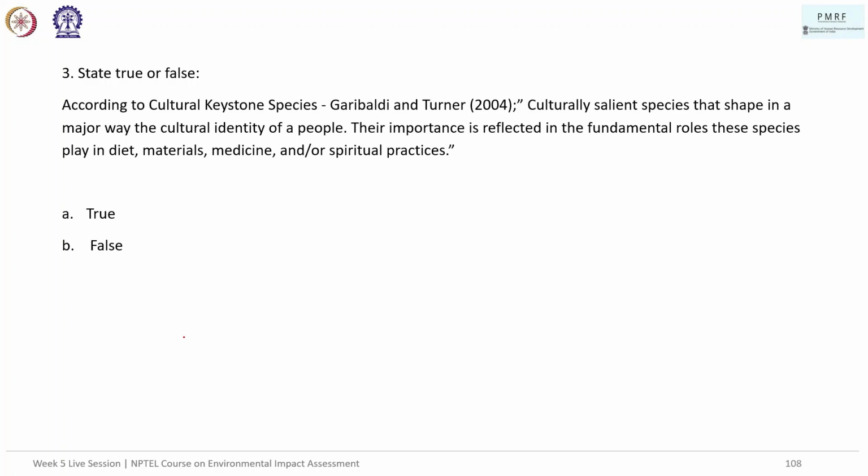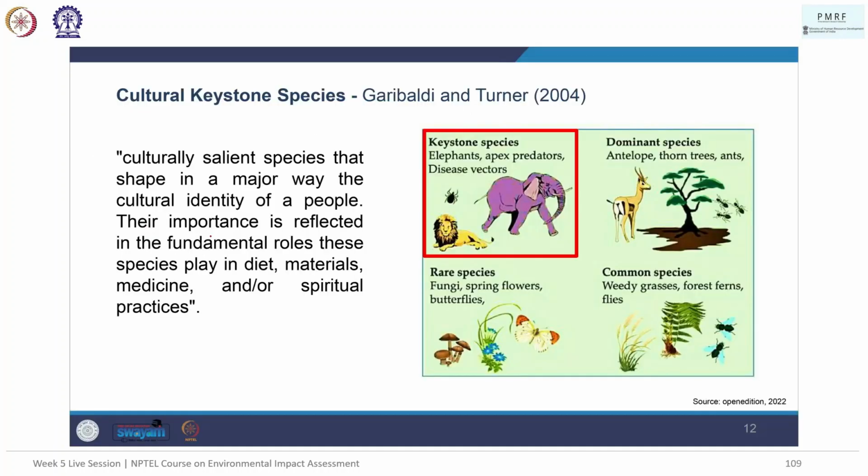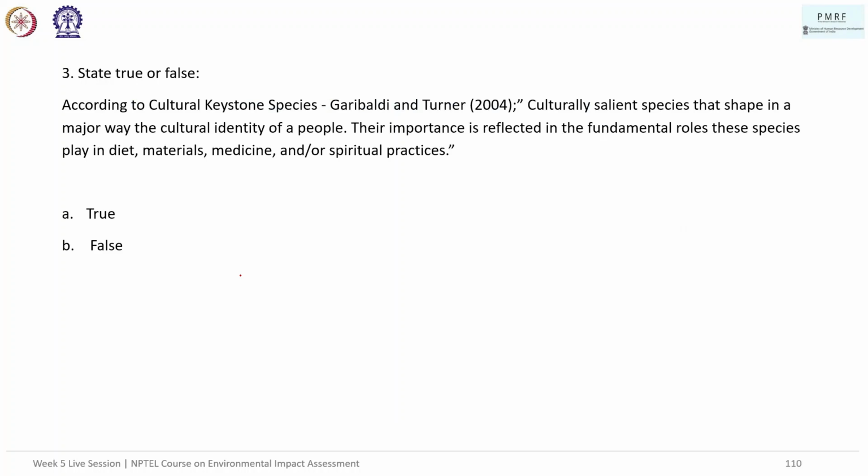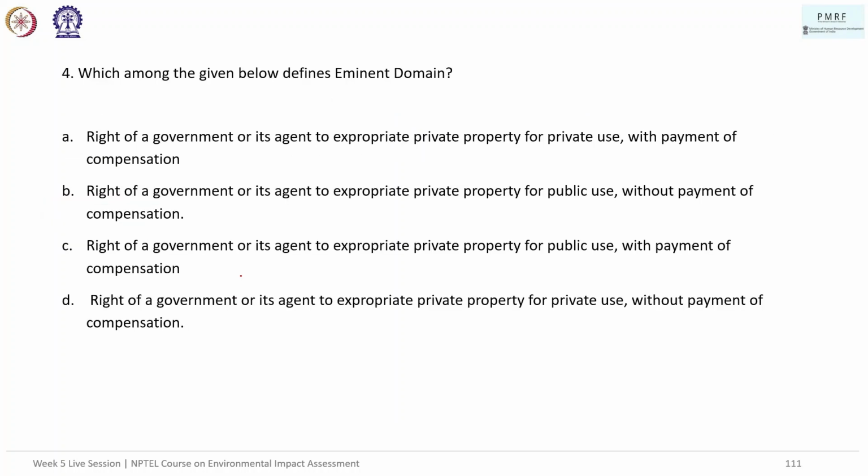We saw this earlier towards the first half of the session, right? And both of you are correct. The answer is in fact true. So that's the slide that deals with this. Moving on to the next question.